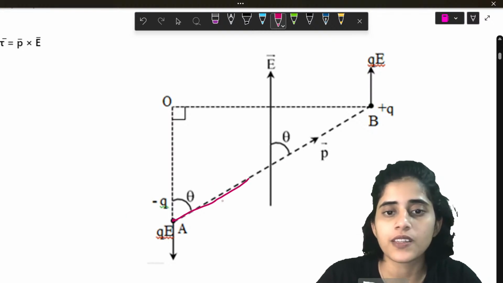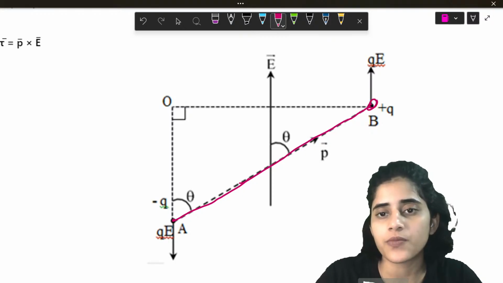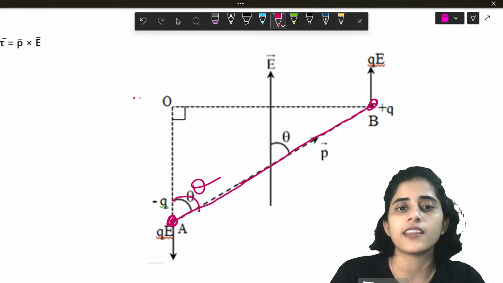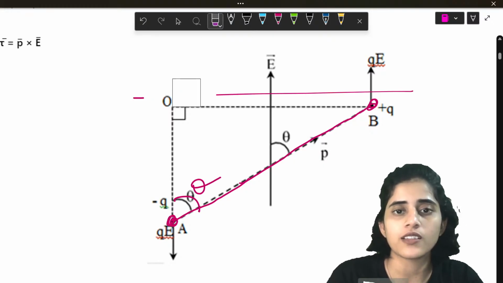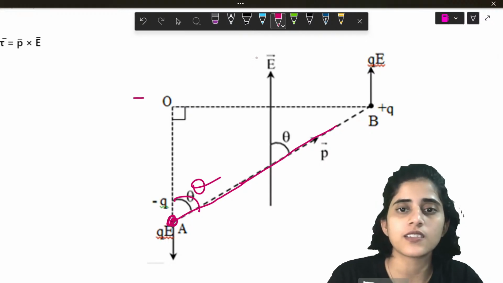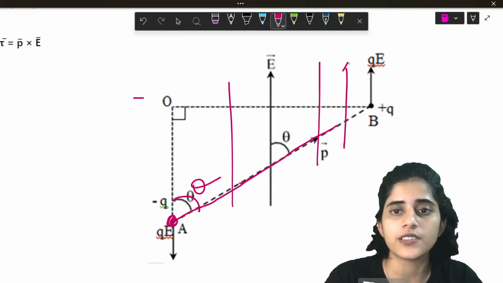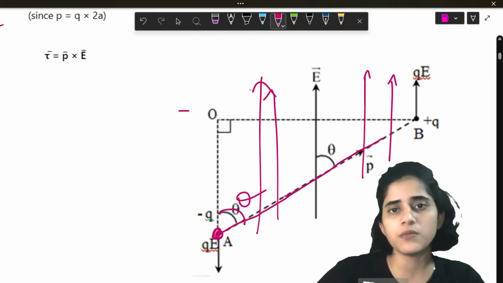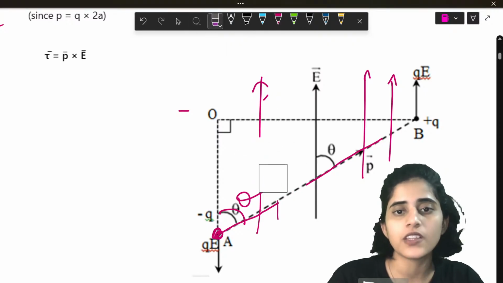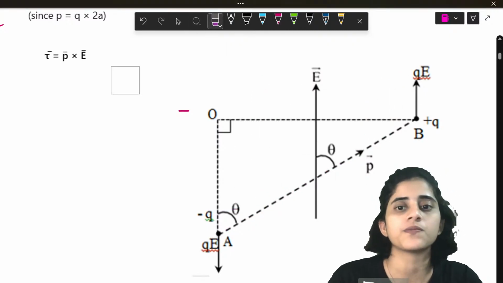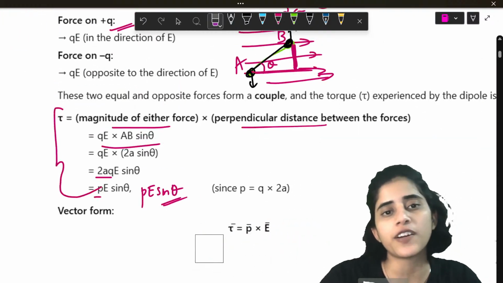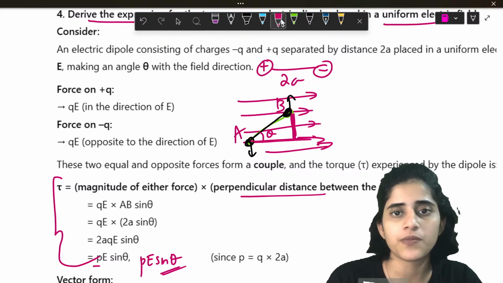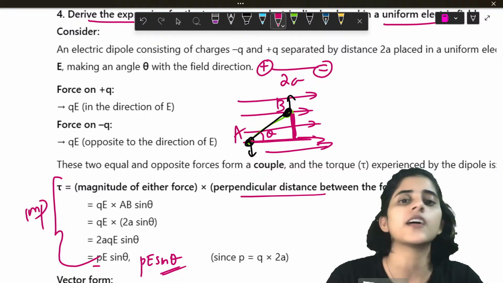So this is the dipole. See, one charge, second charge, this is angle theta, and this is the electrical field. Okay, so the diagram is also usually important. It's good if you can draw the diagram as well. But for those of you who find it difficult to draw the diagram, please make sure you learn at least this part. Okay, this part is very important.